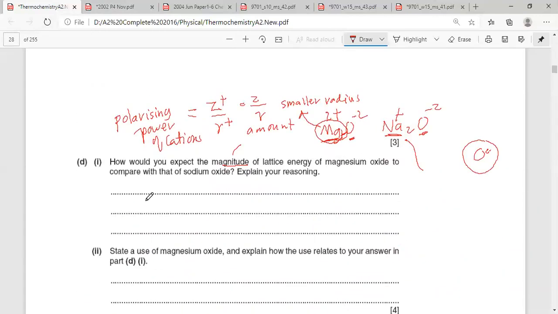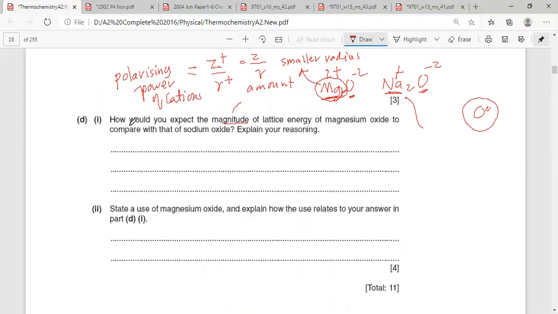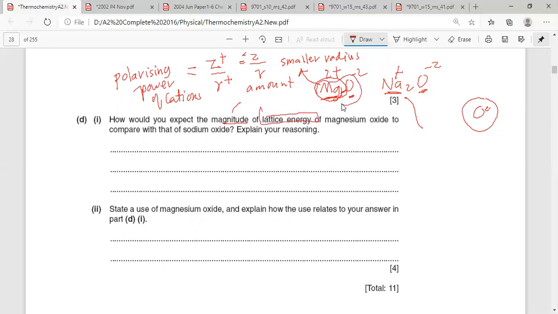How would you expect the magnitudes of lattice energy of magnesium oxide to compare with that of sodium oxide? That's 2 marks each. So I ask you for magnitude of lattice energy. Now, magnesium oxide is MgO, I put down here so it's easy for me. Sodium oxide is on here. So which is bigger? Magnitude, which is bigger?